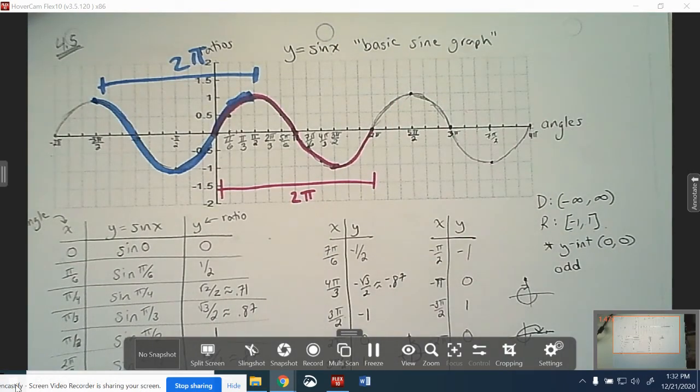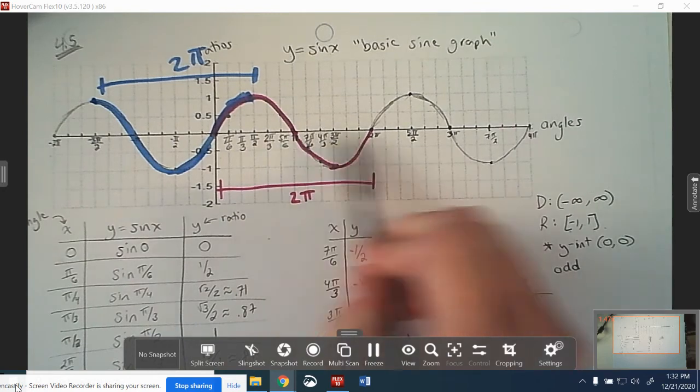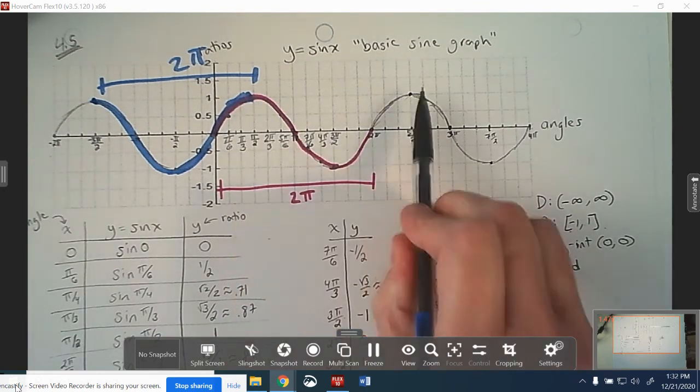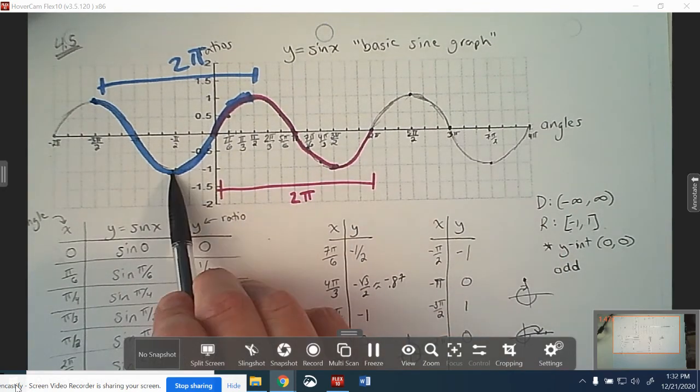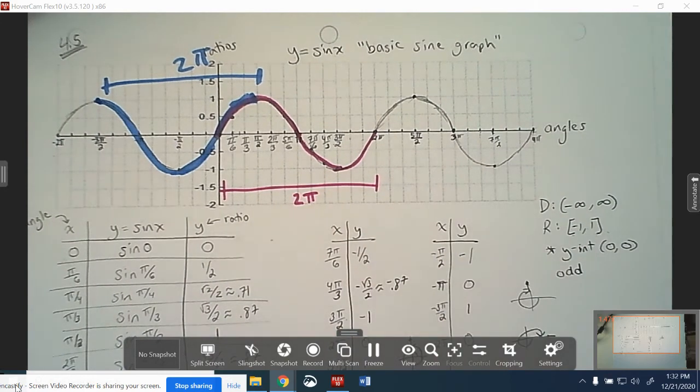Another important thing to note about this graph are the locations of the x-intercepts, the maximums, and the minimums. Those are called critical points or critical values. The intercepts, the maxes, and mins occur at a particular type of angle. Take a look at the intercepts, like these, and the maximums, like these, and the minimums, like these. What type of special angle do they occur at? They occur at quadrant angles.